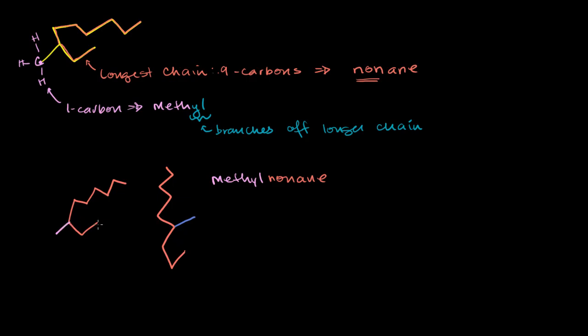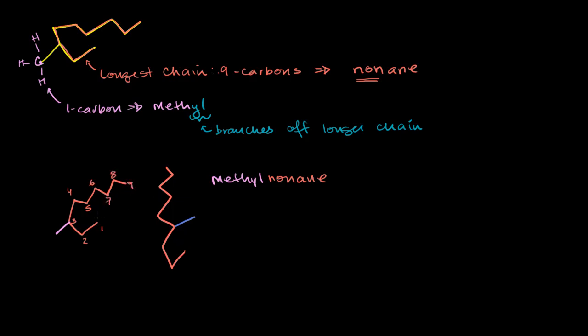Or you could start numbering from this end of the chain. It would be 1, 2, 3. So it could also be attached to the third carbon, then 4, 5, 6, 7, 8, 9. So you want to number it so you're closest to the methyl group. So you want to start here: 1, 2, 3, 4, 5, 6, 7, 8, 9.